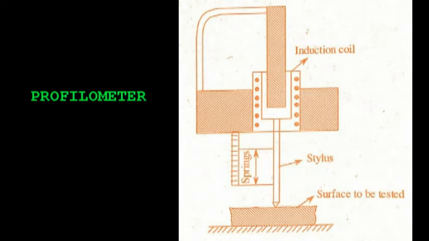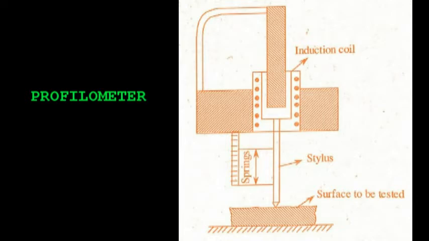So, the pickup unit consists of an induction coil located in the field of a permanent magnet. When the tracer is moved across the surface, it is displaced vertically up and down due to the irregularities present on the surface. This causes the induction coil to move in the field of a permanent magnet and induces a voltage. The induced voltage is amplified and recorded. By using this value we can estimate the surface roughness.